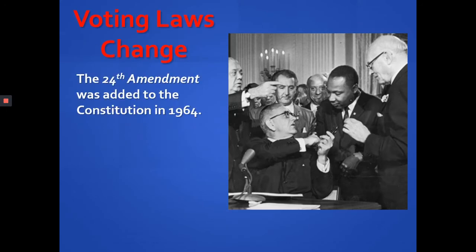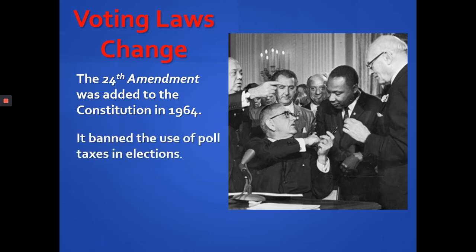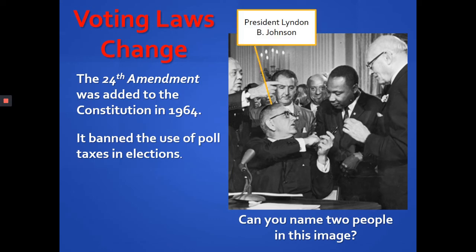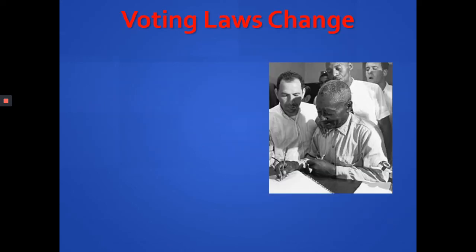One of the largest results of the civil rights movement was the ending of segregation and the 24th Amendment, which was added to the Constitution in 1964. So the 24th Amendment banned all use of poll taxes in elections, which meant that you now didn't have to pay to vote. So when we look at the picture here, there are two really important people that hopefully we can identify at least one, if not both of them. We have Lyndon B. Johnson, who was the president in 1964 and signed that 24th Amendment, and we also have Dr. Martin Luther King Jr.